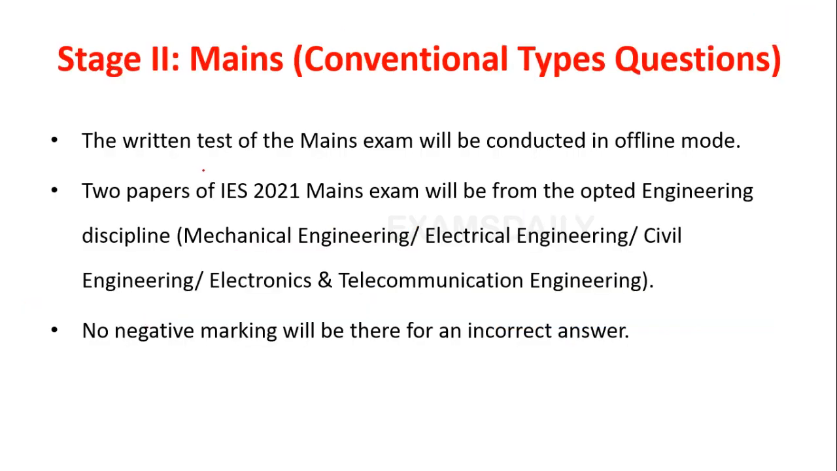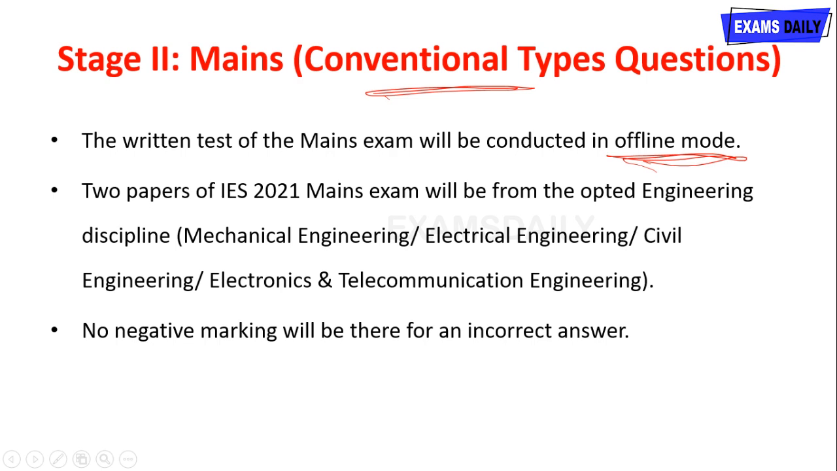Stage 2, mains, is a conventional type. The questions are conventional type, and the written test of the mains is also conducted in offline mode. There is no online mode in this engineering service examination. It also comprises 2 papers, paper 1 and paper 2. You write paper 1 in the morning session and paper 2 in the afternoon session. Both papers of the IES 2021 mains examination will be from your opted engineering discipline.